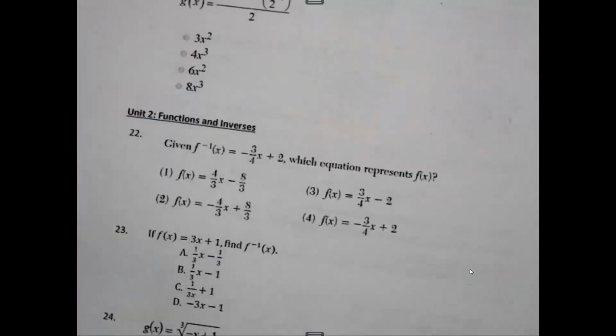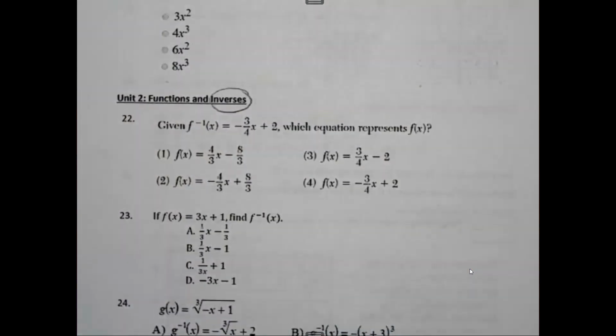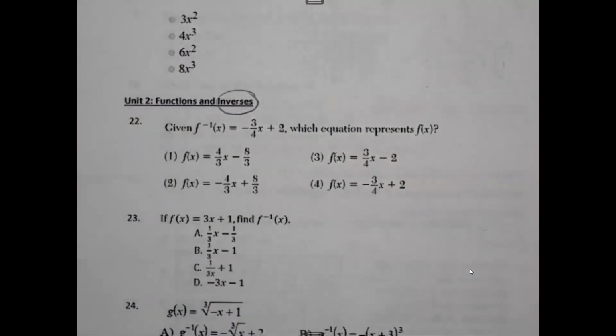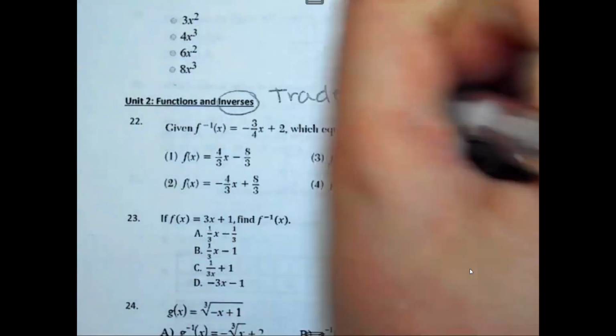Okay, let's look at some problems in Unit 2, functions and inverses. Somebody remind me, what's the big thing about inverses that we kept coming back to? What was the first step you always had to do with inverses? No, that's at the very end. What's the very first thing you always had to do? Yeah, you have to trade X and Y.